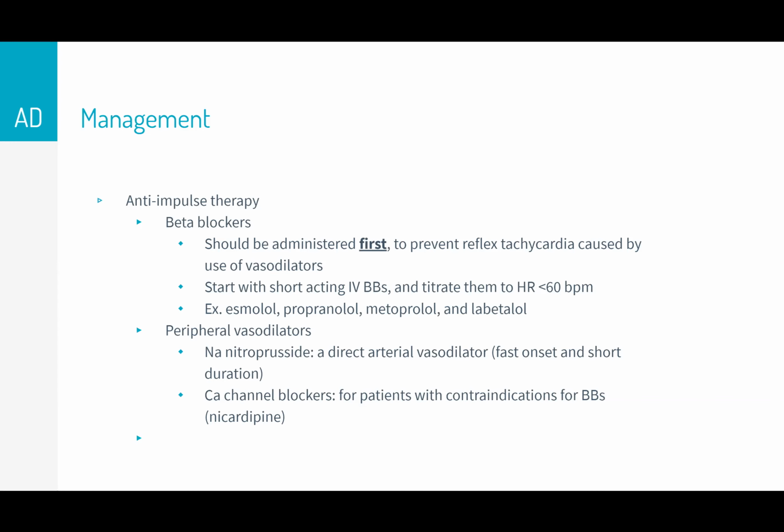Among peripheral vasodilators, sodium nitroprusside can be used. They are direct arterial vasodilators with a fast onset and a short duration. Calcium channel blockers also can be used, especially in patients who cannot tolerate beta blockers. One remark about the beta blockers: as you remember, some of the aortic dissection patients are patients with cocaine or amphetamine abuse. So you should be careful using beta blockers in such patients with cocaine overdose.